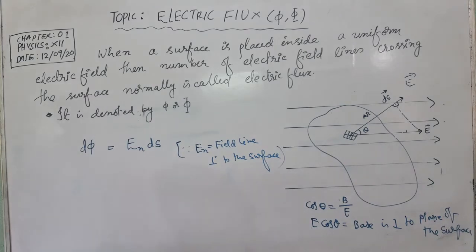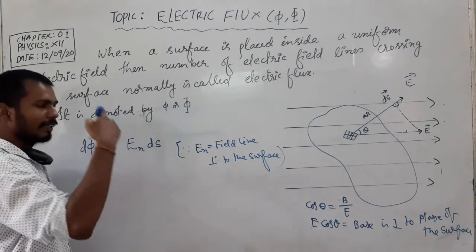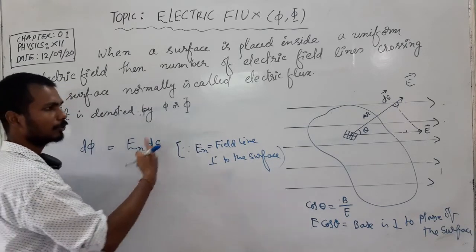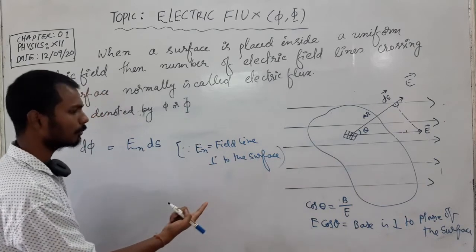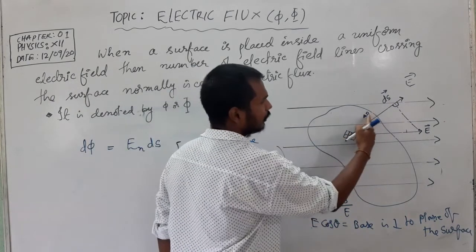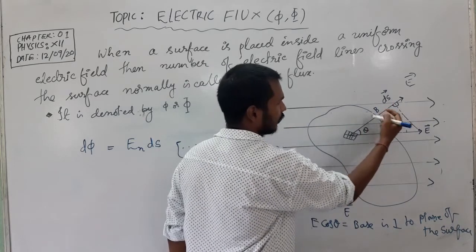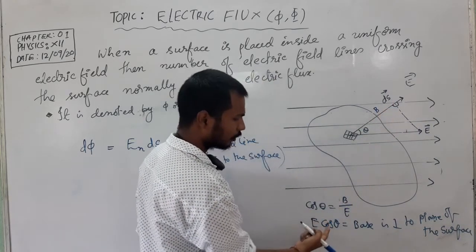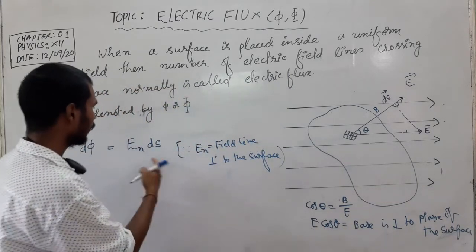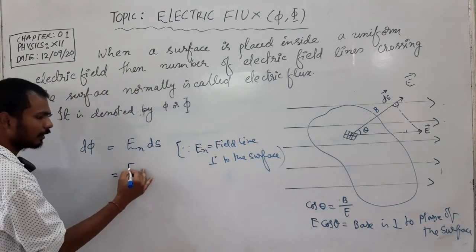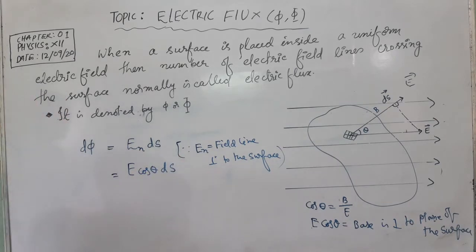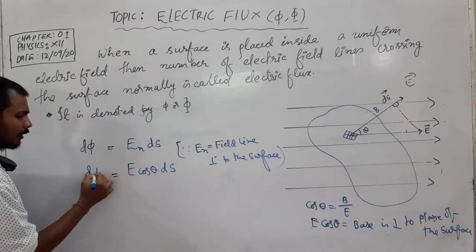Now, E_n is the electric field component which is perpendicular, or we can say normal, to the surface. Which component is normal to the surface? This E cos theta is the component normal to the surface. So what is the value of this component? Look here, it is E cos theta. So we can write E_n as E cos theta ds. Clear? So this is the value of d phi.